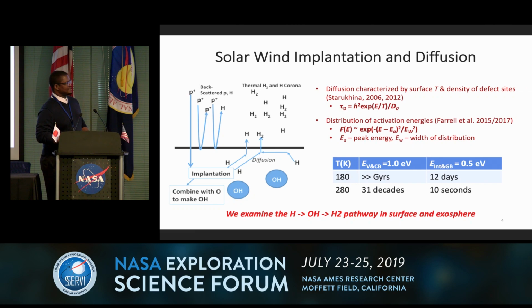We can get activation energy of the diffusive path. So you can imagine that diffusive path is changing with every implantation. And we can also get diffusion coefficients from experiment. Bill Farrell did a lot of work showing how you can model this process by using a distribution of activation energies, because you can imagine the surface is constantly changing. Those defect sites are constantly changing. And so, based on the amount of defects in the surface or the type of defect, you can have hydrogen remaining for the history of the moon or just for a fraction amount of time.